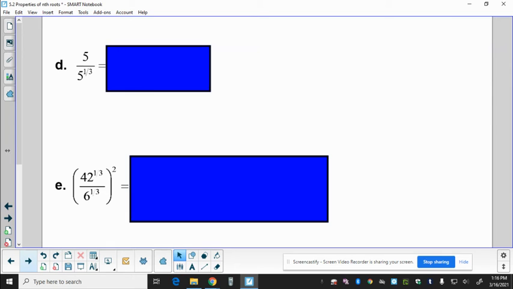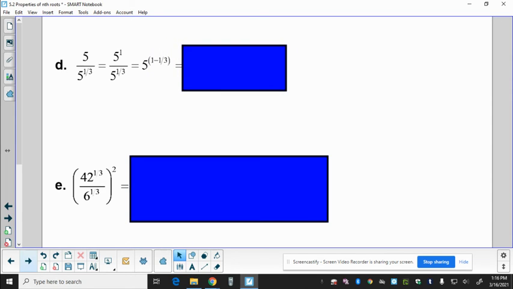Let's take a look at a few more. How about part D? What would you do about something like that? Well, let's keep in mind that 5 in the numerator is actually 5 to the first power. So what we have in this case would be two bases that are the same, so you can subtract the exponents and you get your result. So we've got to remember that law of exponents: when you're dividing two bases that are the same, you subtract their exponents.